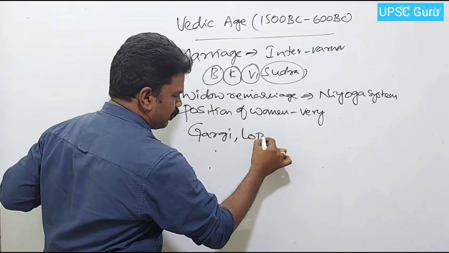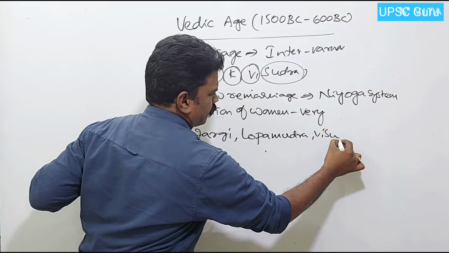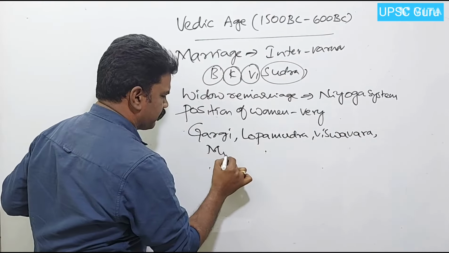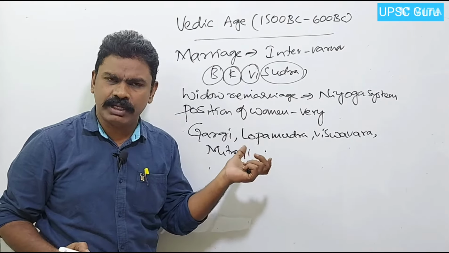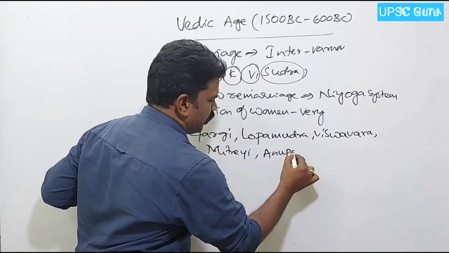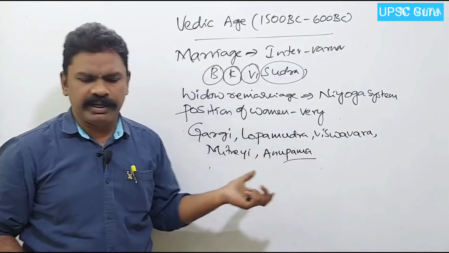Gargi, Lopamudra, Vishwavara, Maitreyi, Anupama. Different women were very famous and became very popular in that period.